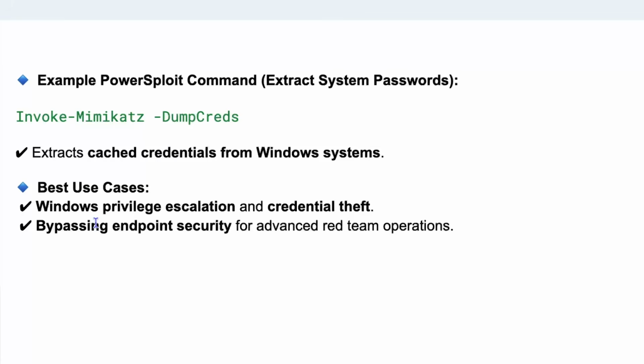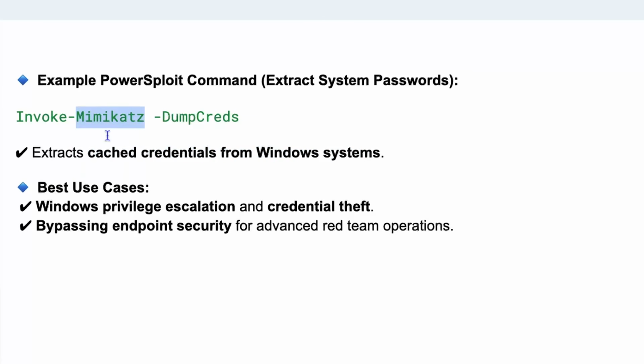Now, if you're familiar with PowerShell at all, then you kind of understand the pattern behind PowerShell commands. So there's always a verb, and then there's the noun that it is referencing. So in this particular case, it's invoking, right? So Invoke-Mimikatz. If you're not familiar with Mimikatz, Mimikatz is a very powerful tool that is used for credential dumping, right? To try to find credentials on any given computer. And so you would invoke Mimikatz, and then you would use the dump creds option that will extract the cached credentials from Windows systems.